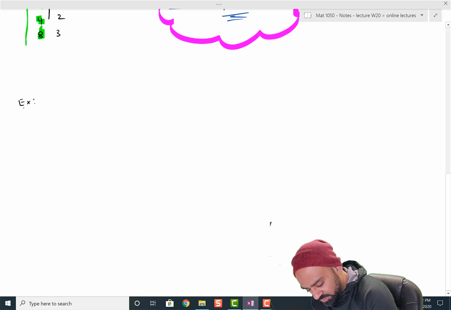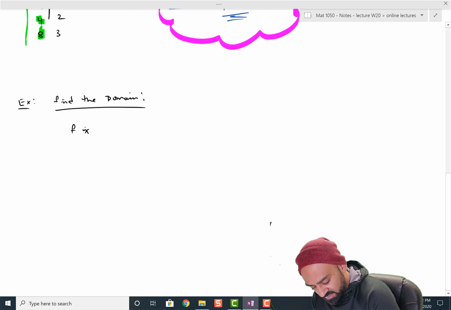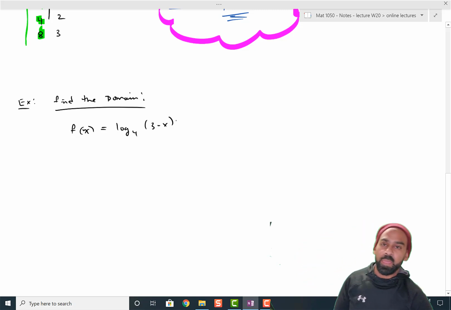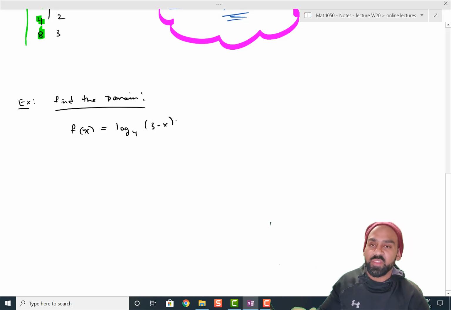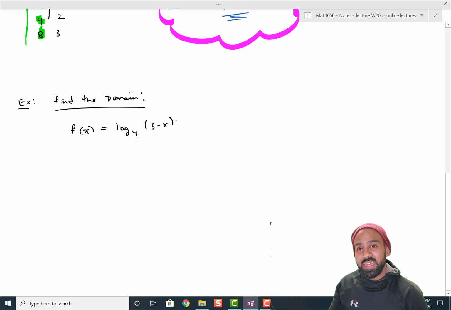So here's an example for you. Let's say it said find the domain. And I'll keep it real simple, okay? And it says f of x equals log base 4 of 3 minus x. Right? Now, it's not asking me to solve it. It's not asking me to do anything to it. It's asking me to find its domain.